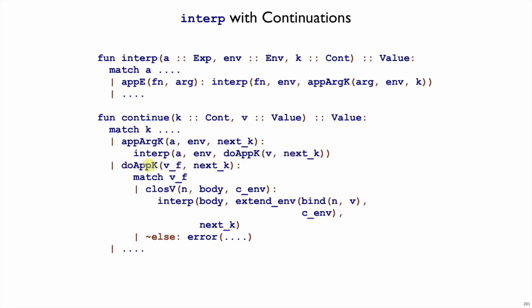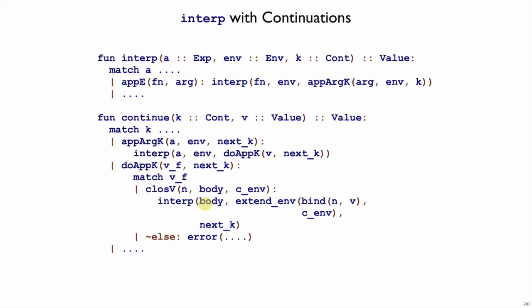Finally, when we get to do app k, we remembered that function value from before. Now v represents our argument value. So as long as that function value is in fact a closure, then we can take the environment remembered in the closure, we can bind the name that's remembered by the closure to the value that was passed in as the result of evaluating the argument expression. That gives us the extended environment we can use to interpret the body.